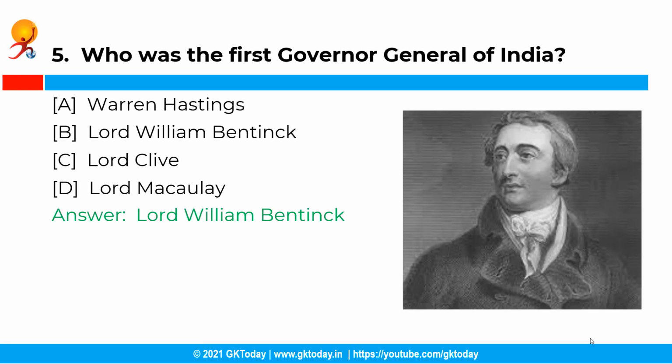See, the Charter Act of 1833 made the Governor General of Bengal the Governor General of India and vested in him all civil and military powers. Now Lord William Bentinck was the first Governor General of India. Now let's move ahead with the next question.